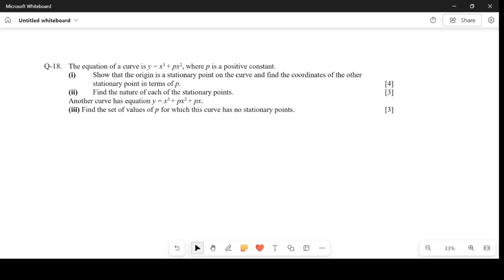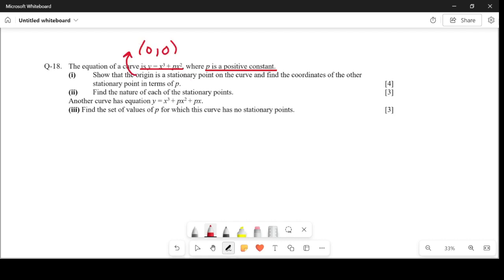Alright, so this question says that the equation of a curve is y equals x cubed plus px squared, where p is a positive constant. Show that the origin is a stationary point on the curve. Yes, origin is (0, 0). We have to show that at (0, 0), dy by dx must be equal to 0, and find the coordinates of the other stationary point in terms of p.